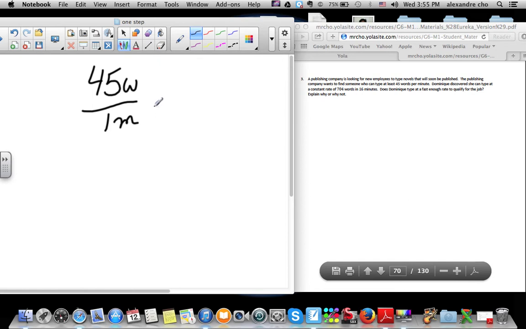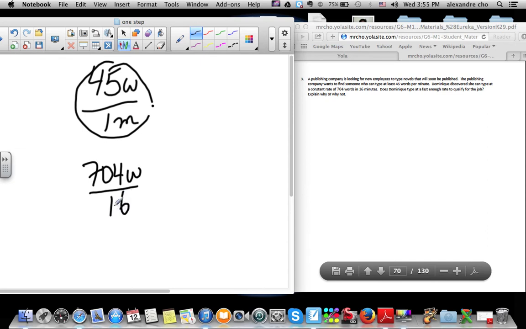Now Dominic discovers she can type at a constant rate of 704 words in 16 minutes. So the company needs somebody who can type 45 words in 1 minute. She wants to know if she's fast enough to apply for the job. We don't know her unit rate, how fast she types in 1 minute. She knows how fast she can type in 16 minutes, but let's see if she qualifies.